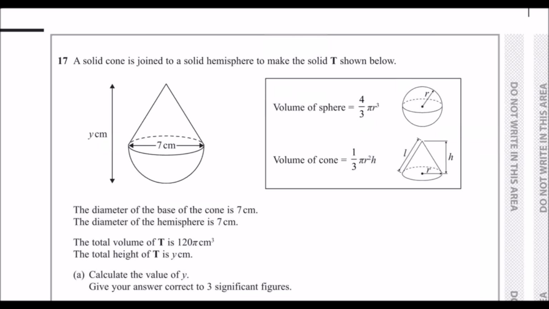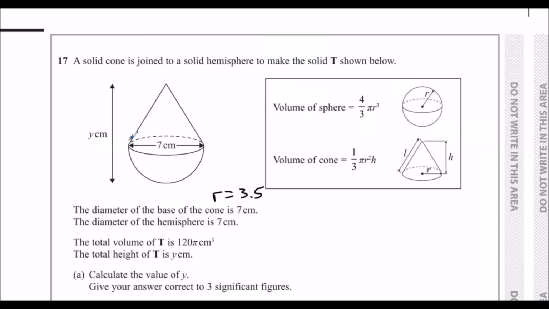Question 17. A solid cone is joined to a solid hemisphere to make the solid T shown below. The diameter of the base of the cone is 7 centimeters, which means the radius is half of that, 3.5 centimeters. The diameter of the hemisphere is the same. The total volume for the shape is 120 pi centimeters cubed. The total height is y, and we need to calculate the value of y.